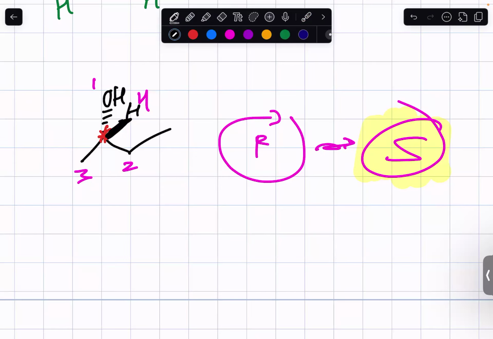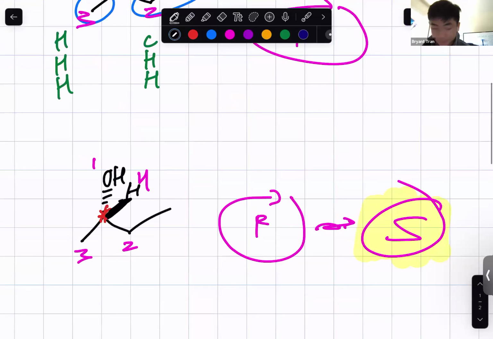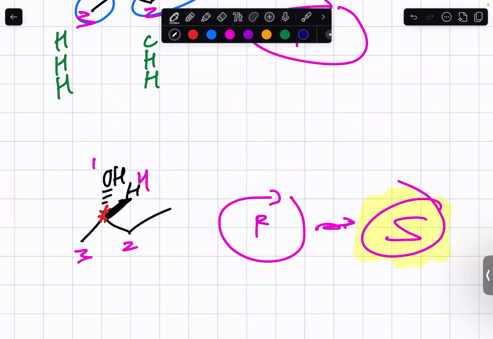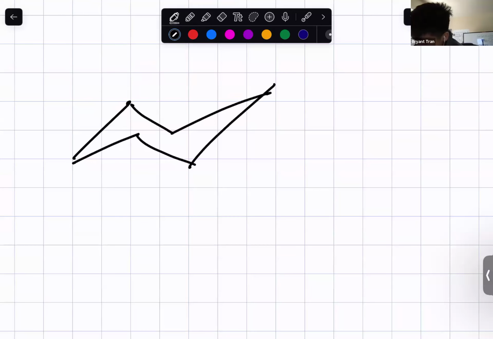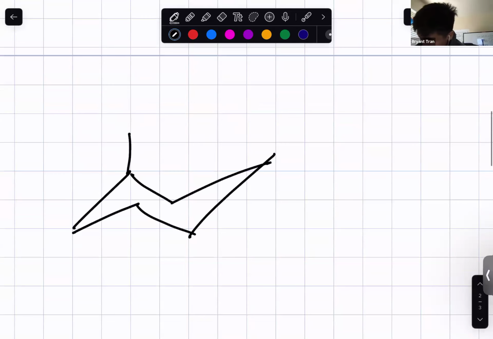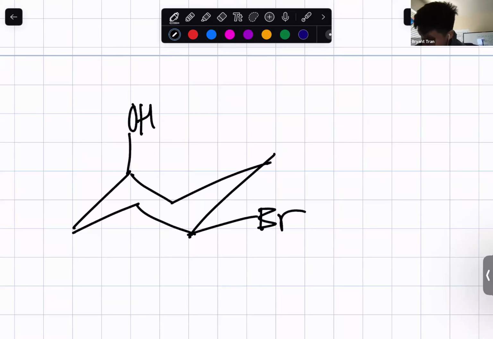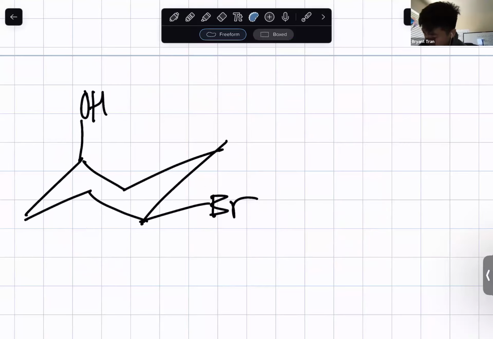Now, how can we determine this when we have a chair structure? Oh, a chair structure? Yeah. So if we have a chair structure like this, and let's say we have something like this, and then something like this, like that.